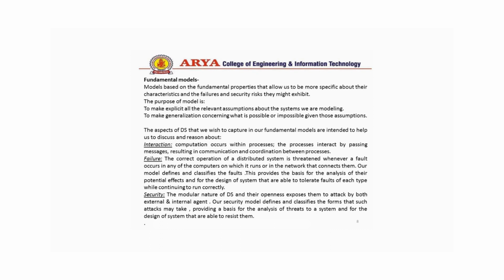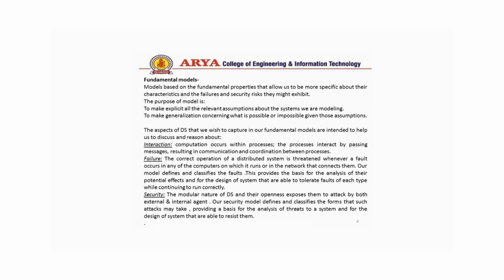There are various types of fundamental models. First one is interaction model. Computation occurs within processes. The processes interact by passing messages, resulting in communication and coordination between processes. The failure model: the correct operation of a distributed system is threatened whenever a fault occurs in any of the computers on which it runs or in the network that connects them. Our model defines and classifies the faults. This provides the basis for the analysis of their potential effects and for the design of systems that are able to tolerate faults of each type while continuing to run correctly.